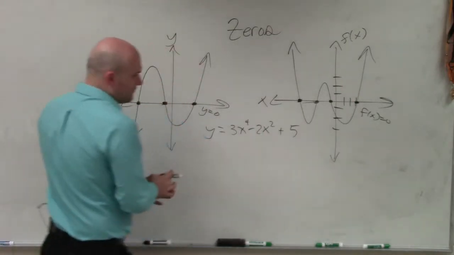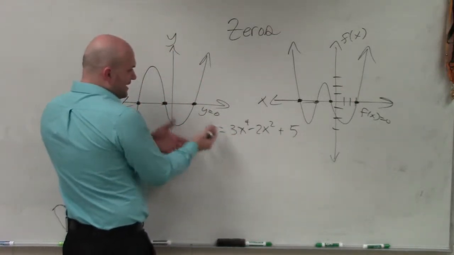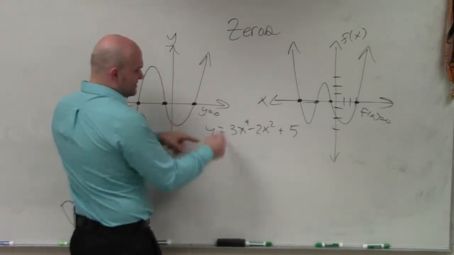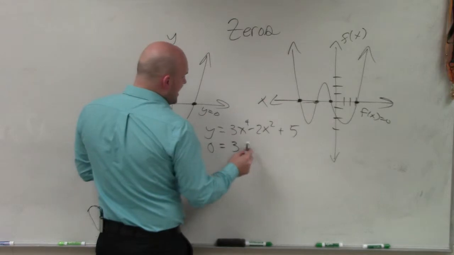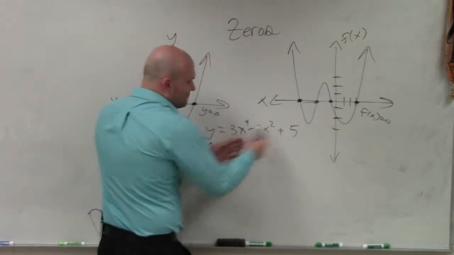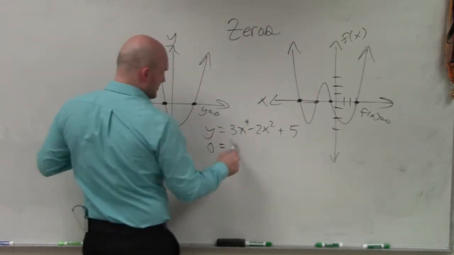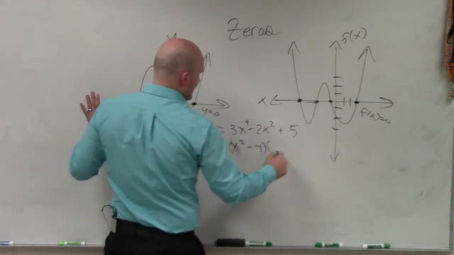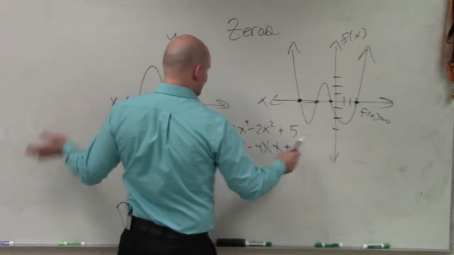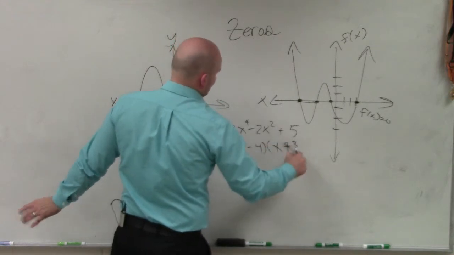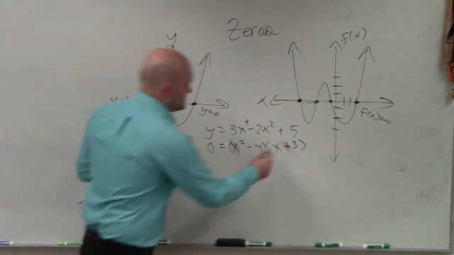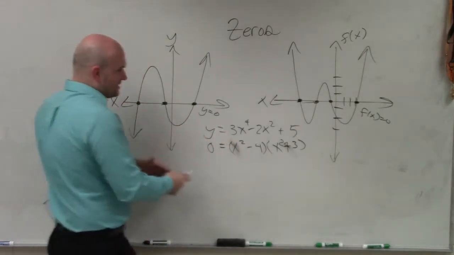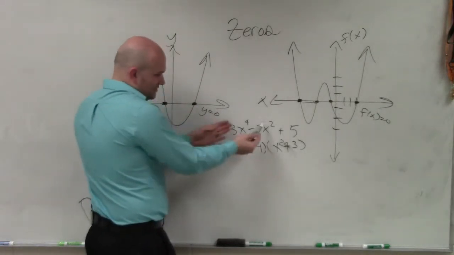But if we're trying to find the zeros, we want to make sure our output value is equal to 0. Then what we want to do is factor this. I'm just going to make up some problem: x squared minus 4, and then x squared plus 3, or something like that. When we're doing something like this, here is what is factored. You take this and you factor it.